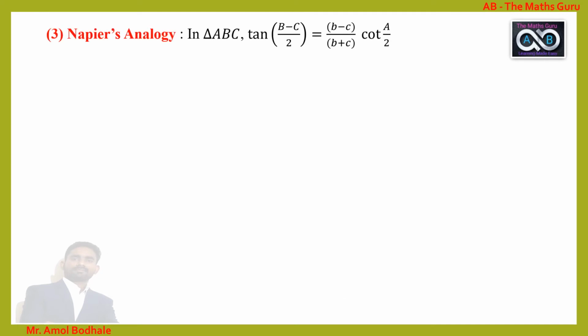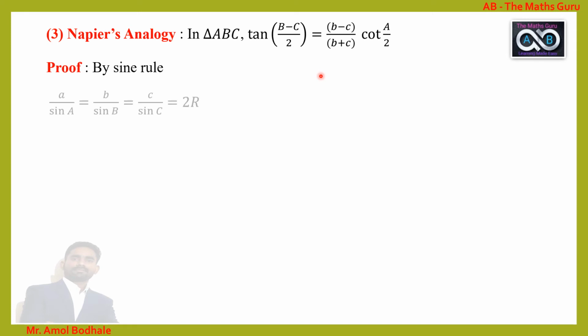Let's see the third unit, that is Napier analogy. In triangle ABC, tan of B minus C upon 2 equal to b minus c upon b plus c into cot of A by 2. Here capital A, B, C are angles and small a, b, c are sides of the triangle. Let's see how we can prove this.